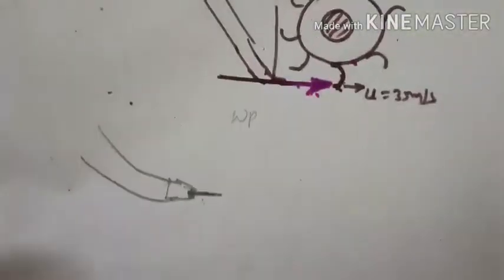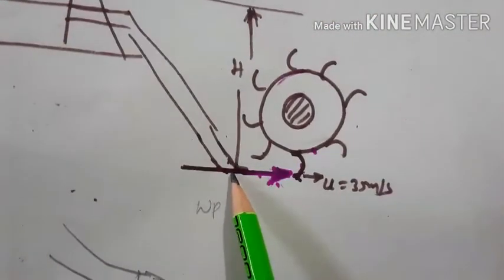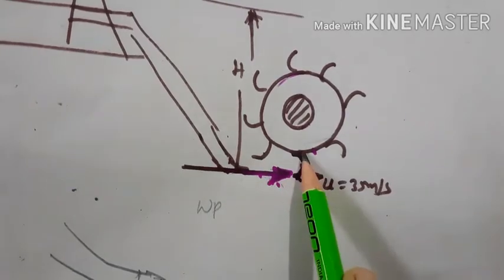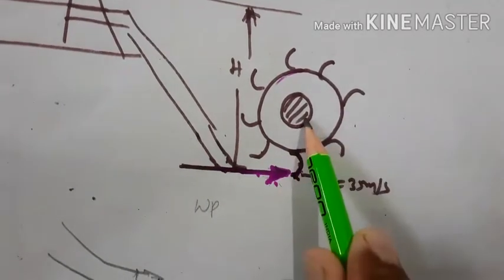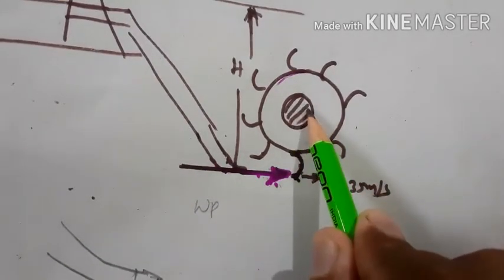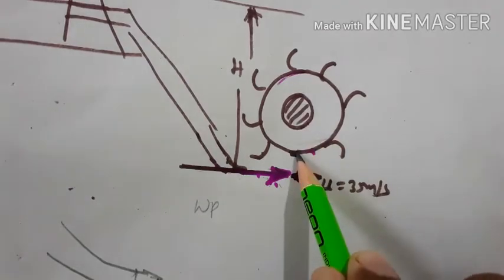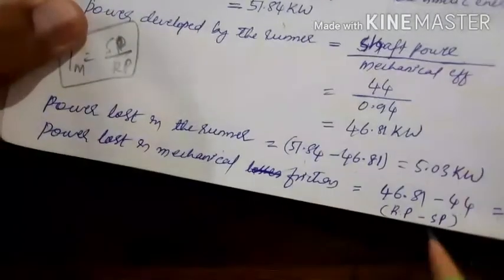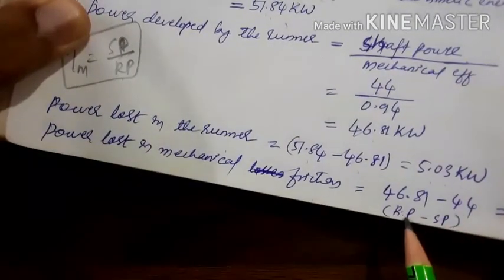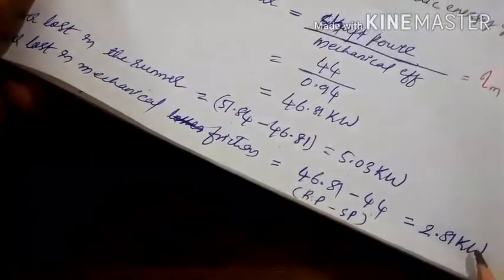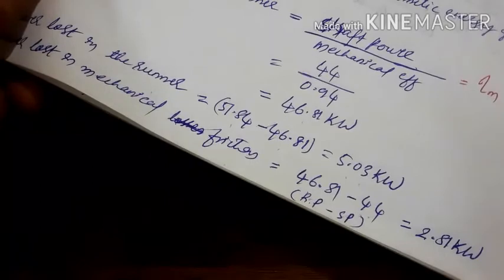In this one, first comes the water power, then the power at the nozzle exit, then the power at the runner, and after the runner, the shaft power. But here the power available at the shaft is given in the problem, that is 44 kilowatt, and we know the power available at the runner. Then the power lost in mechanical friction will be 46.81 minus 44, that is runner power minus shaft power. We get 2.81 kilowatt.